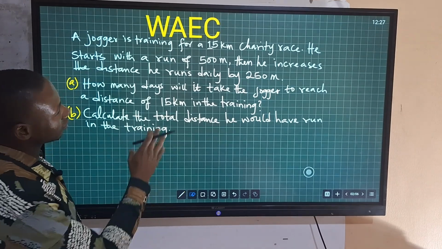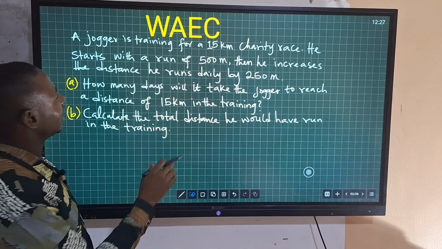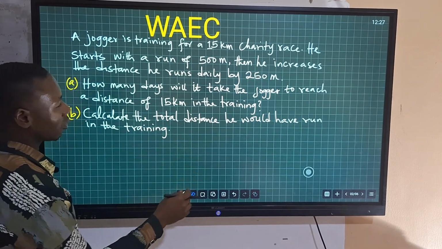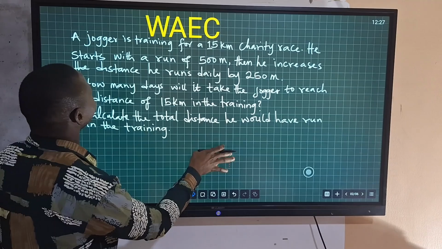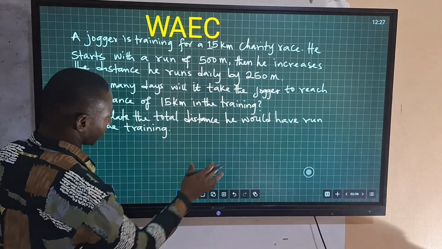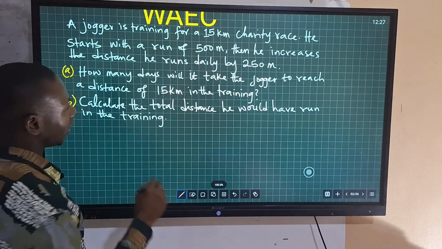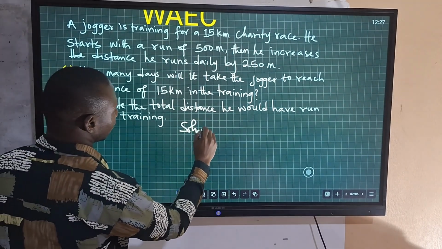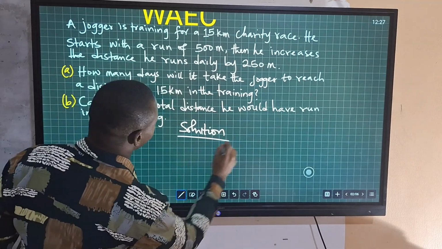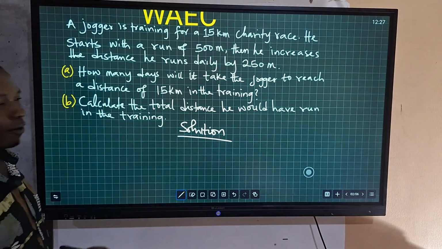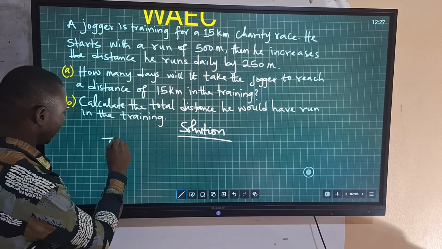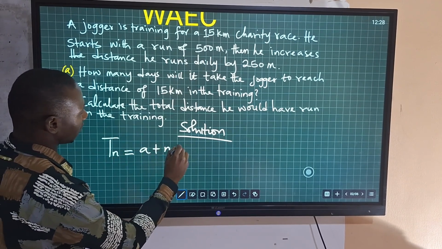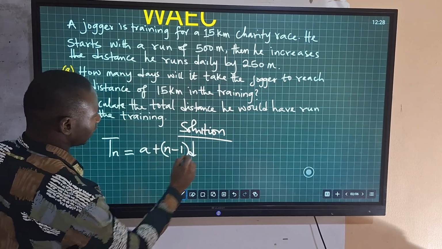So if you look at this question, you will see that this is a real life application of AP. All right, so let's start our solution. Now, we said solution, the nth term of an AP is given by Tn is equal to a plus n minus 1 d.